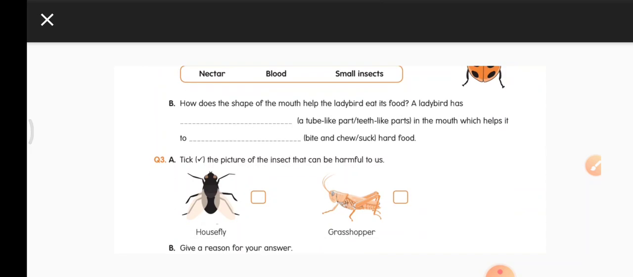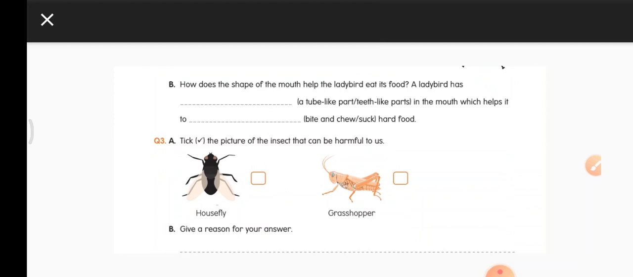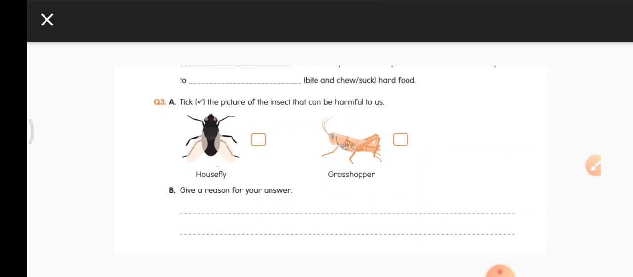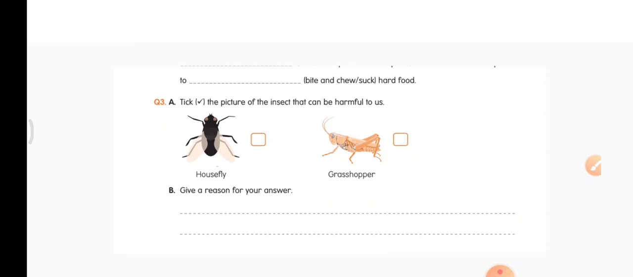Now take the picture of the insect that can be harmful to us. Nana, we learnt about how houseflies sit on dirty things, and after that they come and sit on our food. So the germs which are on their body parts enter our food, and when we eat this food we fall sick. So do you think a housefly can be harmful to us or a grasshopper? Yes, it is the housefly, and you write the reason here, beta.